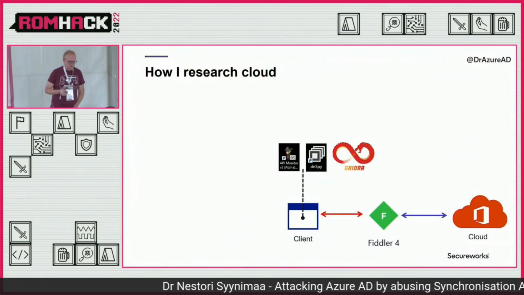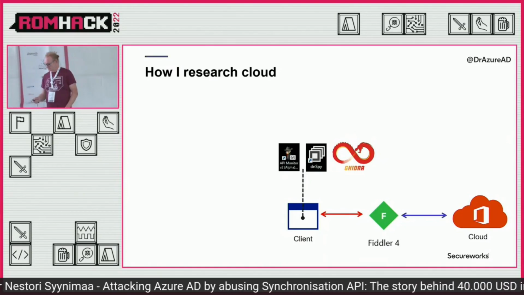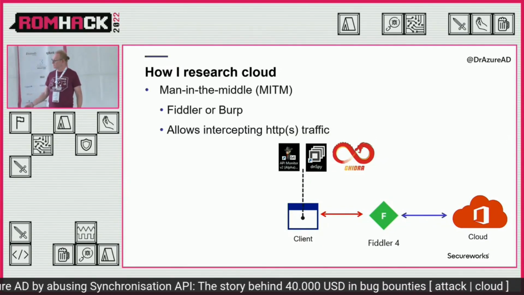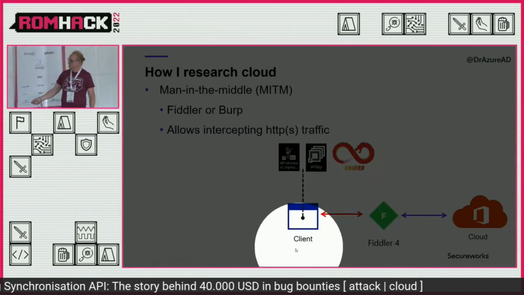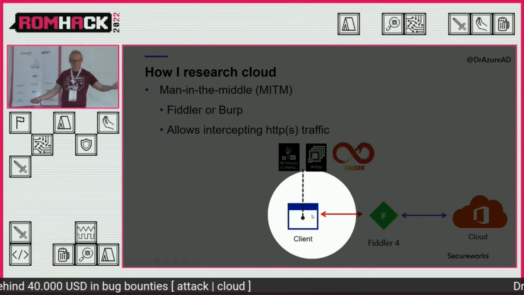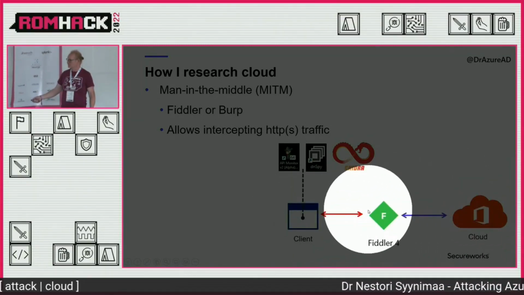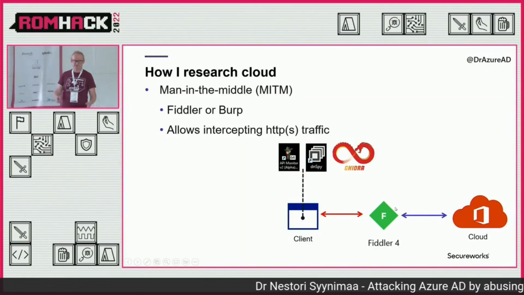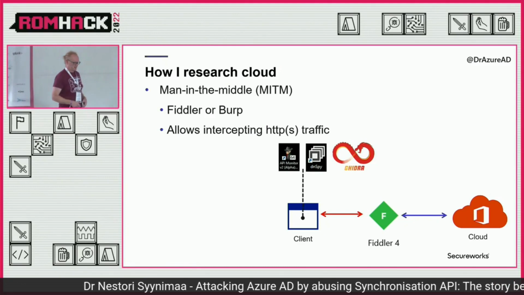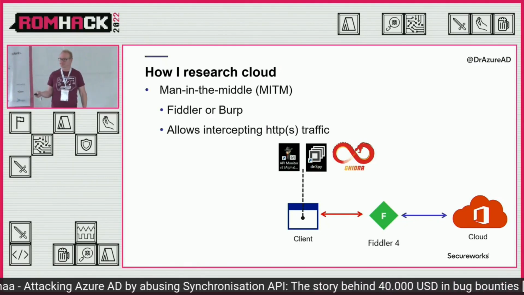So, how I usually do my research. Mostly I do man-in-the-middle attacks. I use Fiddler here between the client and the cloud. For instance, the Azure AD Connect synchronization is a client, which is connecting to the cloud. And if I put a proxy in the middle, I can see the traffic there. So that's pretty much my research method: I take a thing, run something, and see what happens between that and the cloud.